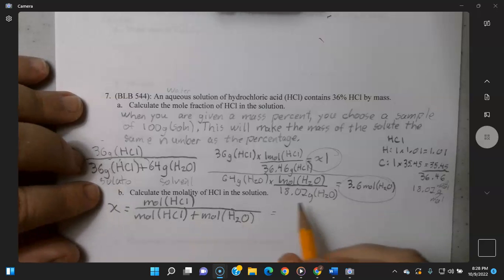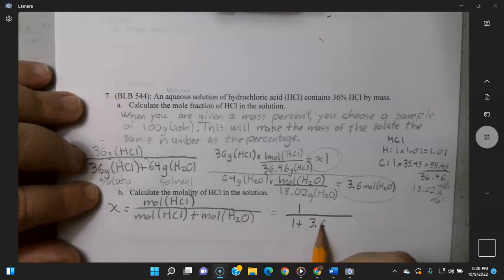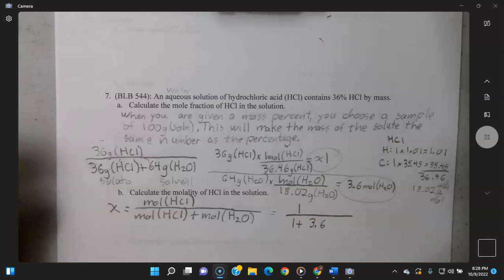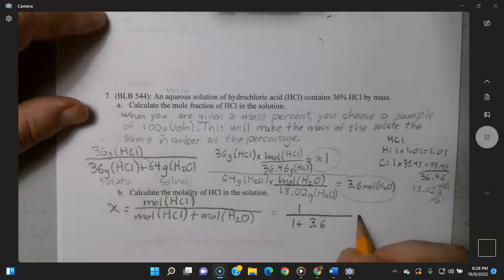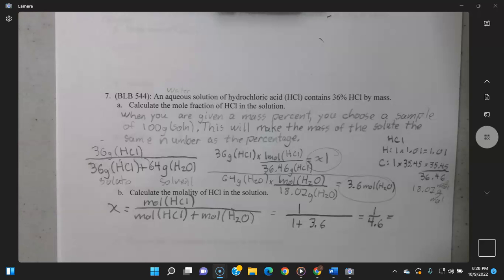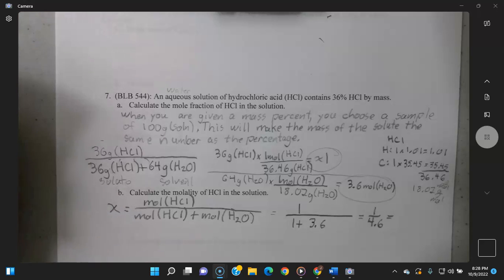So the top is going to be moles of HCl. Notice I'm not putting the units on because everything's moles. Moles are going to cancel out. Mole fraction is always dimensionless. It doesn't have any units of measure. Okay, so this is what it looks like. And even though it's called mole fraction, it always appears as a decimal.